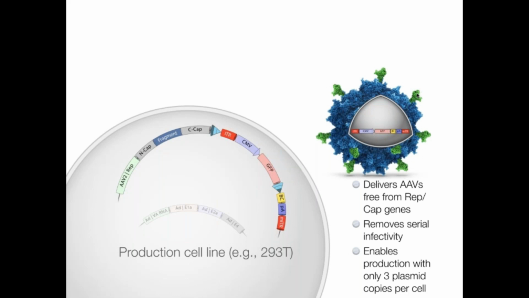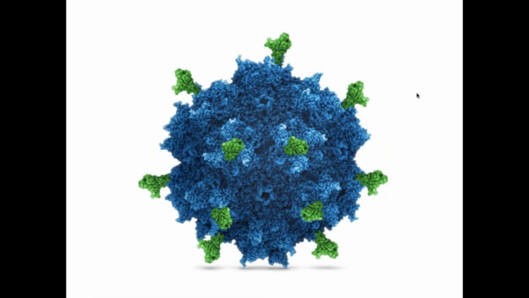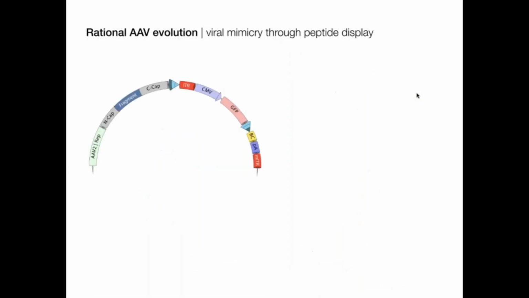So this means that we have generated AAVs free from the rep cap. By doing that, we have removed the serial infectivity, and we could produce AAVs with only 3 plasmid copies per producing cell. And we then ended up with a number of these modified AAV2 capsids. And to start with, we needed to assess how this library was looking. So we needed to link each inserted fragment with its unique barcode.